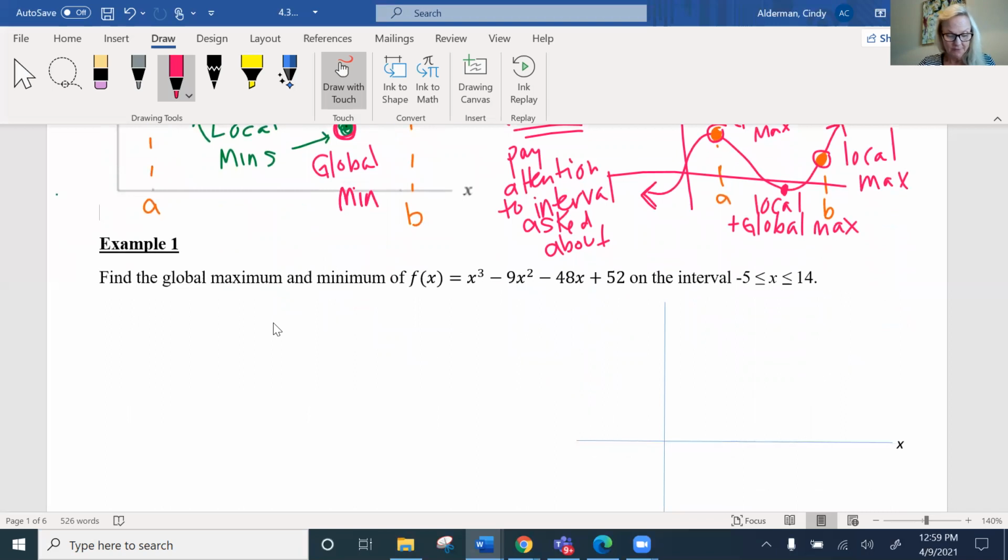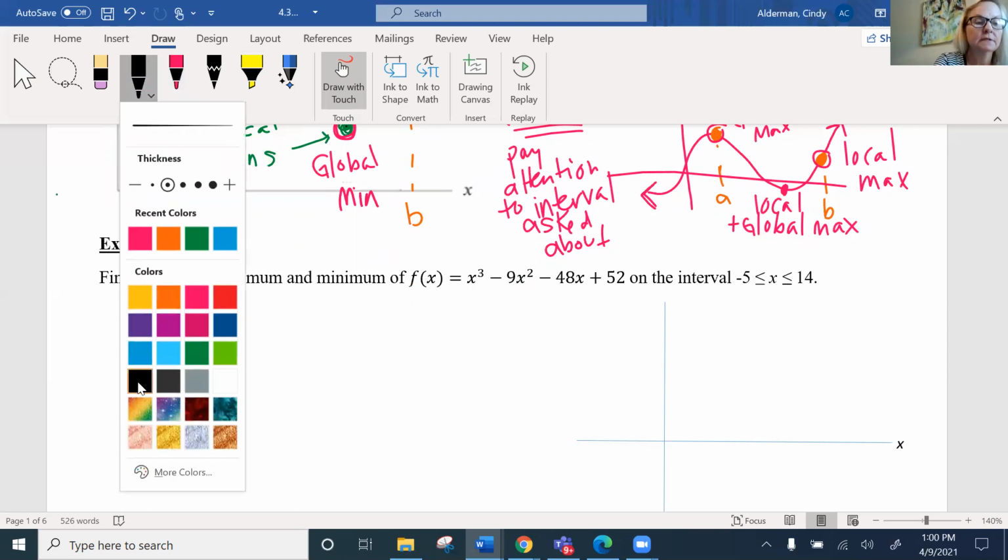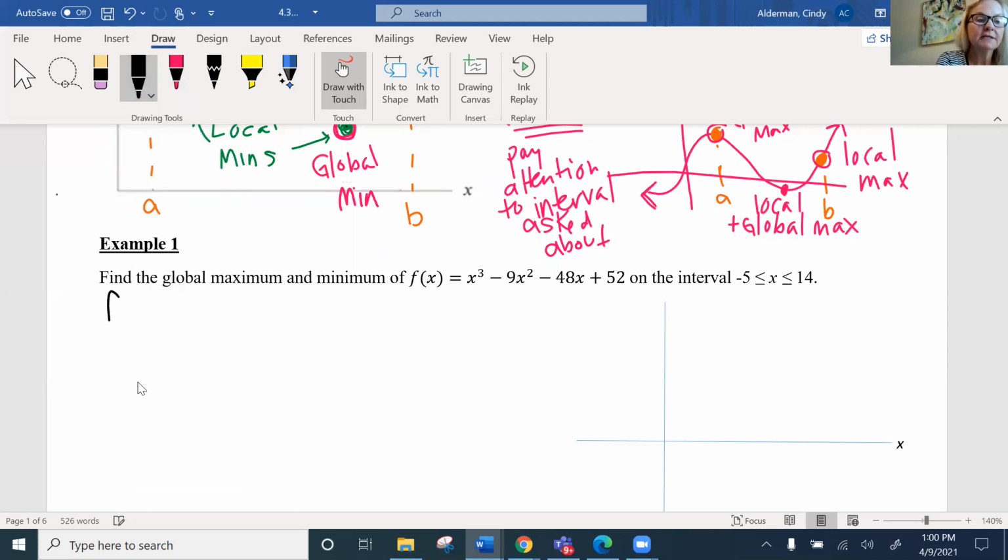Okay, so what we're going to do is find global max and min by finding critical points. We're going to first find the critical points, and then we'll figure out which one of those critical points is the global max and the global min. All right, so let's start out finding the first derivative of this cubic function. This is the same function we've used in the past, I think, right? Maybe not. So we get 3x squared minus 18x minus 48.